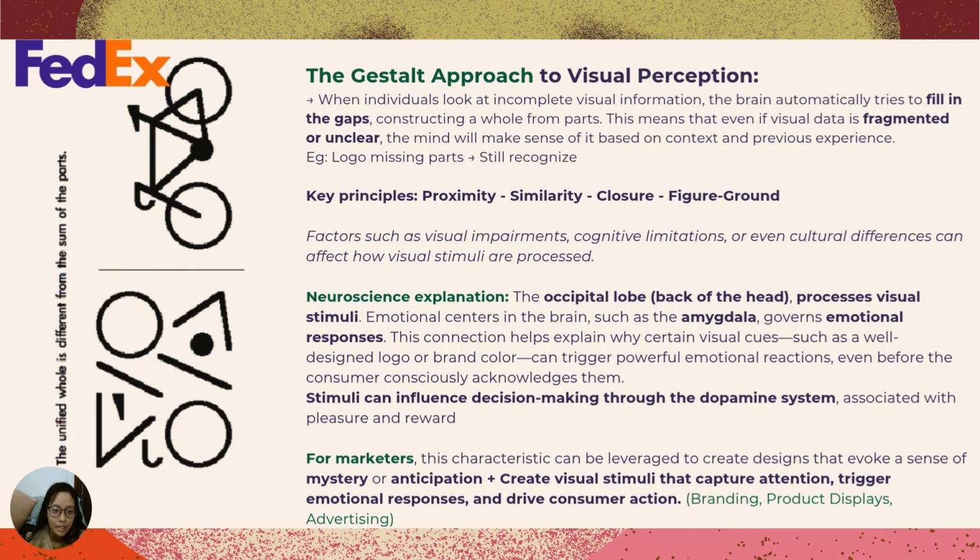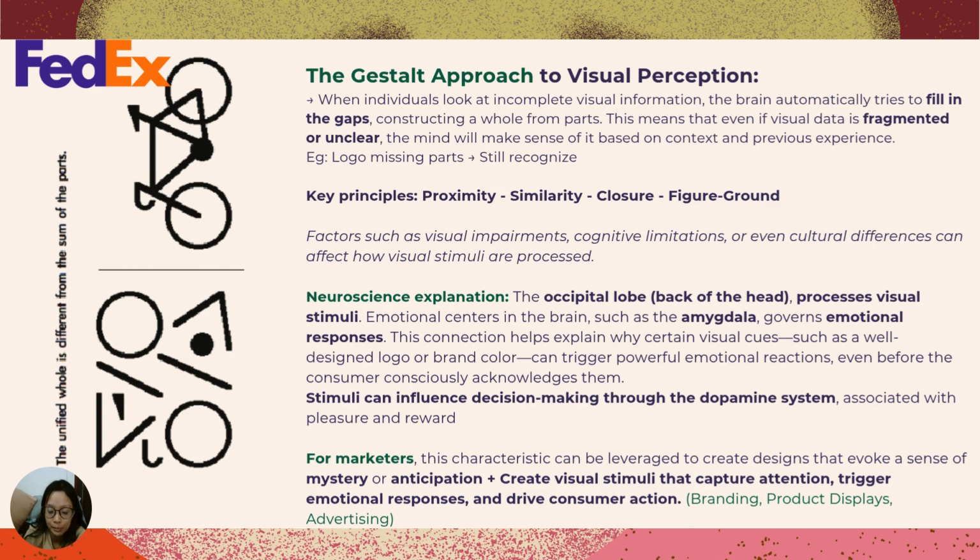For example, take the FedEx logo. Did you notice the hidden arrow between the E and the X? It is a clever use of closure. The brain perceives the arrow without needing it to be fully drawn, creating a clever and memorable element. Yeah, you can visualize it.